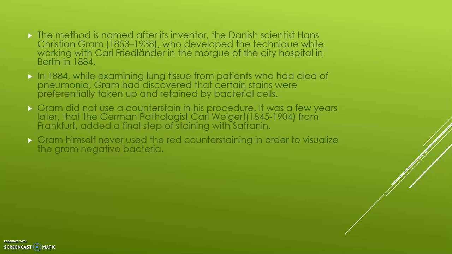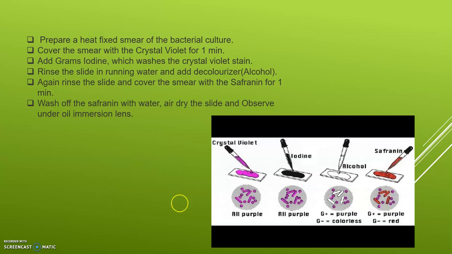He did not use the counter stain in this procedure, but a few years later, another scientist, a German pathologist, Karl Wiechert, from Frankfurt, added a final step of staining with safranin. So, Christian Gram didn't follow the final step, that is the staining with safranin. That step was not performed by Gram. It was some years later introduced by another scientist. So, let us move on to the procedure.